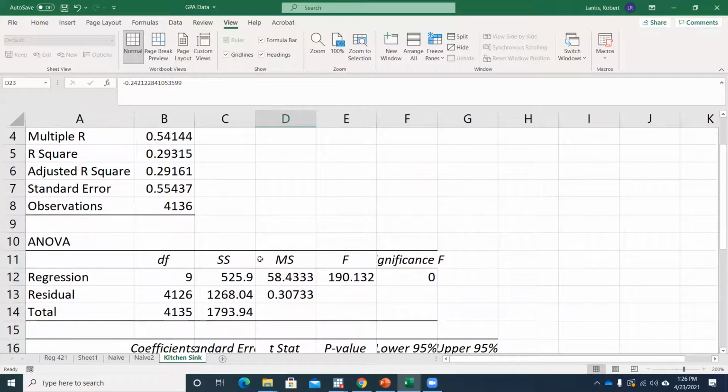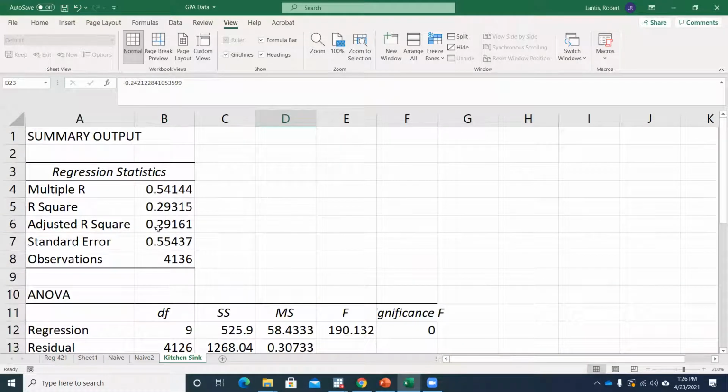Any questions on that before we keep moving here? So really you can think about it as a higher R squared means that we're making more accurate predictions, or we're explaining a higher percent of the variation in that Y variable.